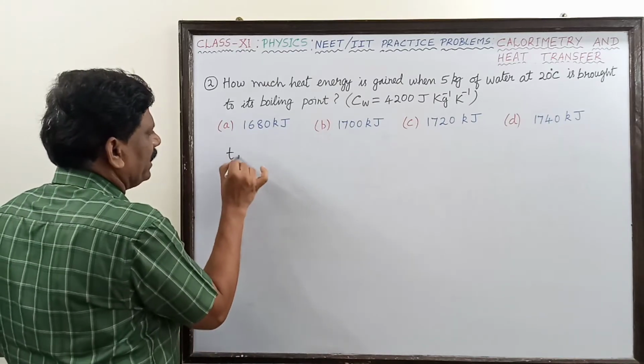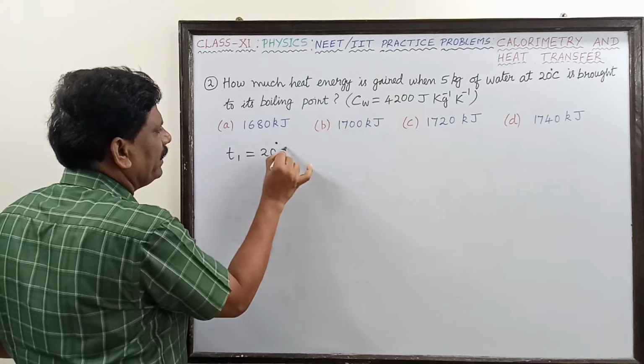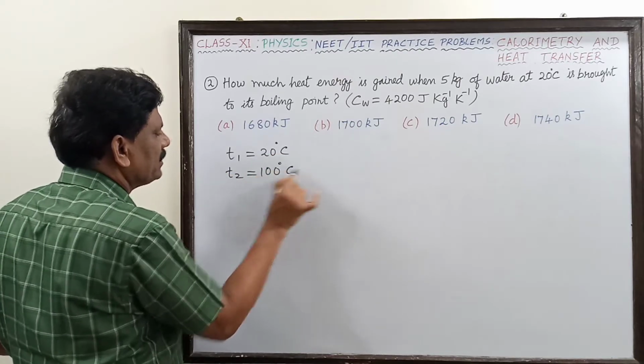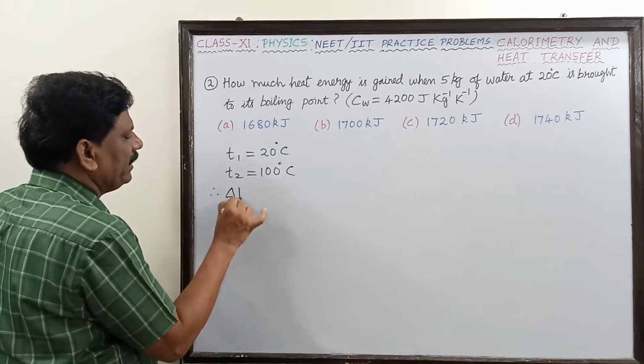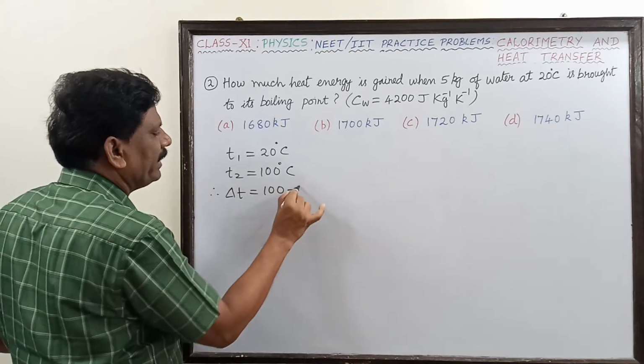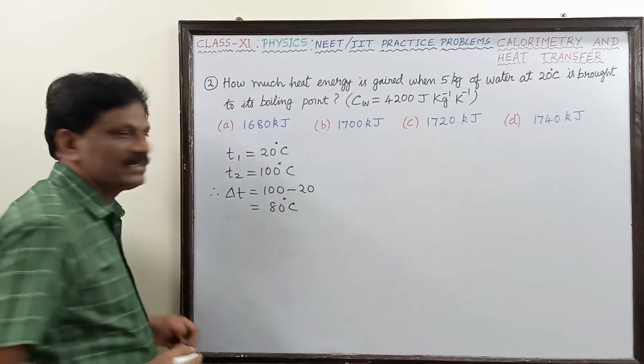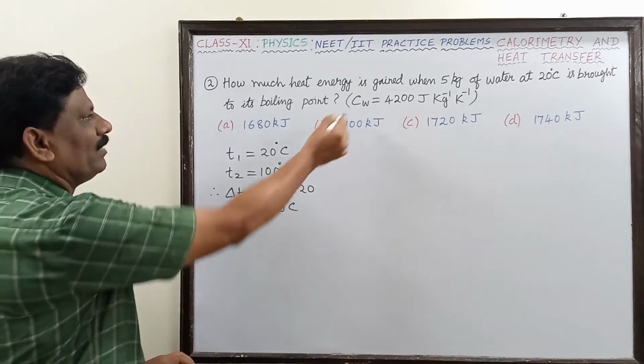So, initial T1 is equal to 20 degrees Celsius and T2 is equal to 100 degrees Celsius. Therefore, delta T is equal to 100 minus 20, that is equal to 80 degrees Celsius. Okay, then what is given here?